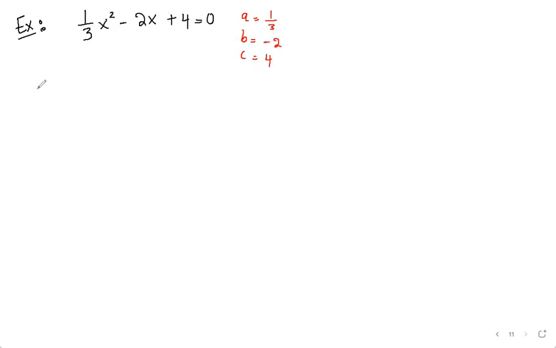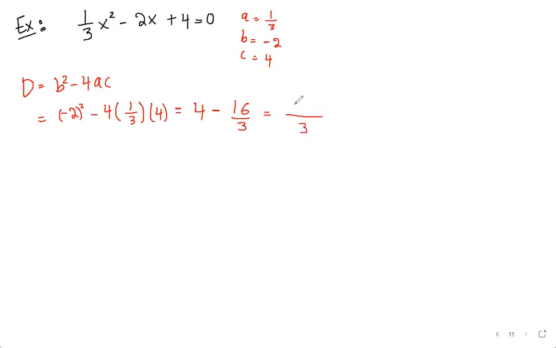What's the discriminant? B squared minus 4AC. What is B? It is minus 2 squared, minus 4 times A, which is 1 over 3, times C, which is 4. They gave me 4 minus 4 times 4, 16 over 3. Now, by using the previous sections, we can solve this one. So the answer is 12 minus 16 over 3. They give me minus what? 12 minus 16 is minus 4 over 3.